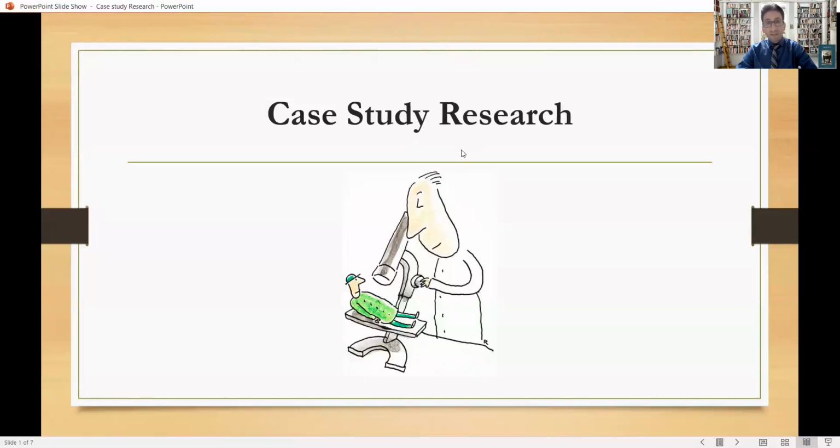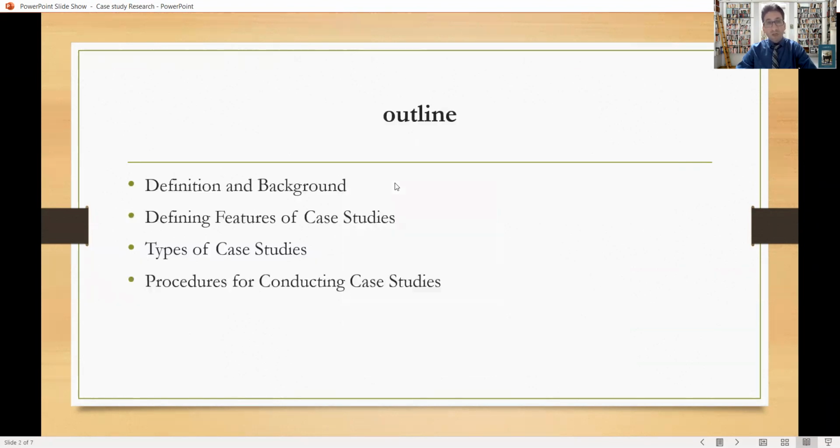So our topic today is case study research. And today we are going to focus on definition and background, defining features of case study, types of case studies, and also procedures for conducting case studies.